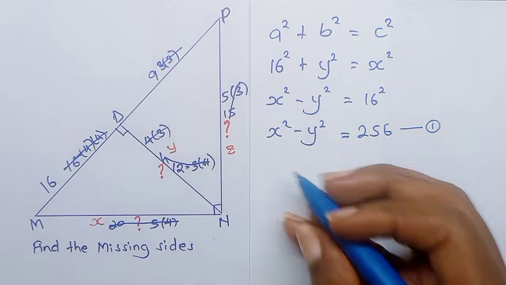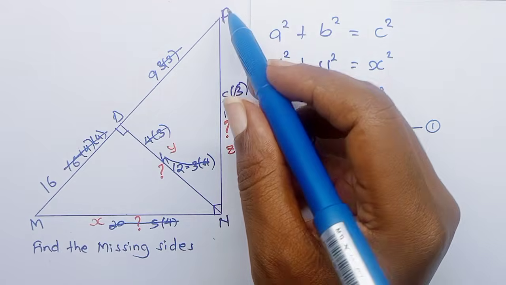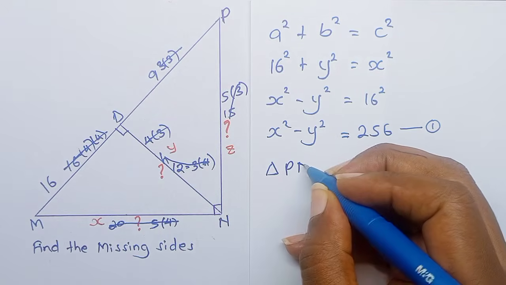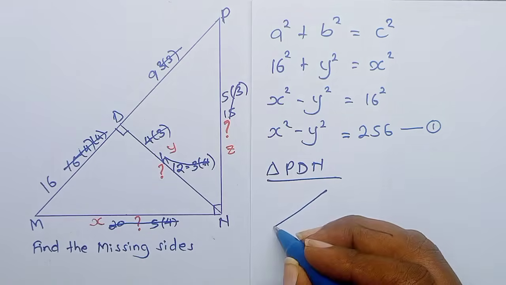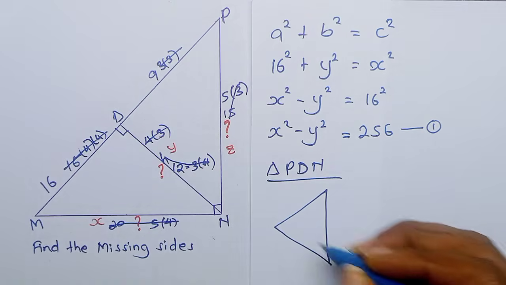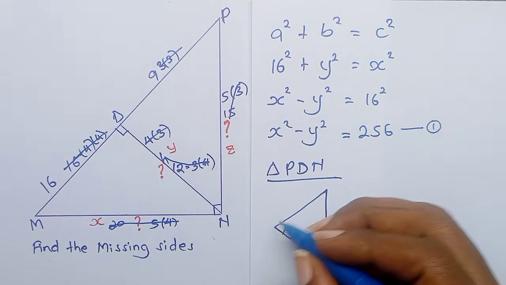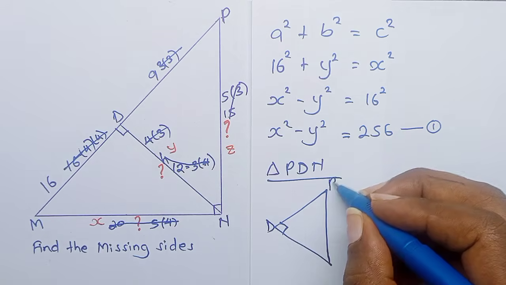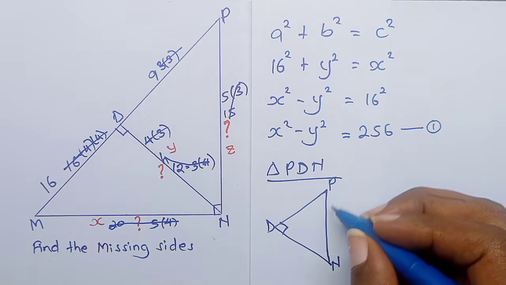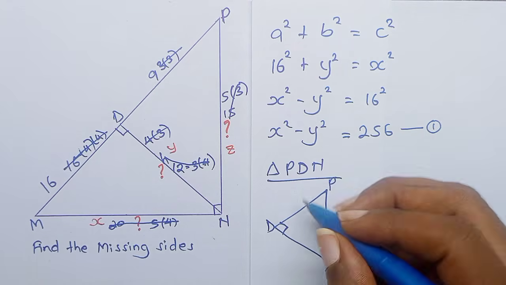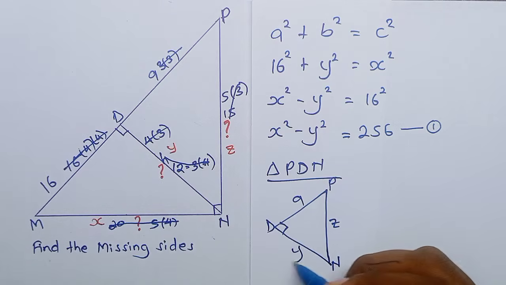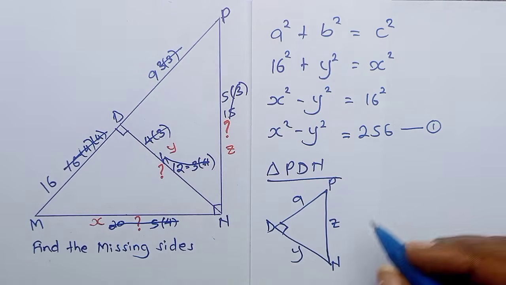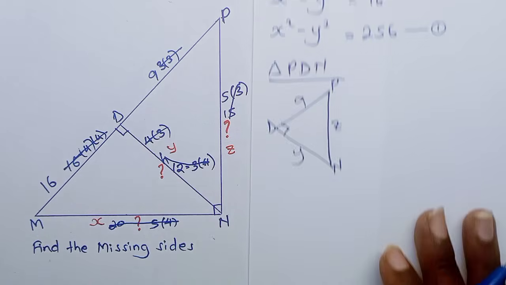Next, let's focus on this triangle PDN, which is like this. So this is 90 degrees, this is D, this is P, and this is N. PN is z, DP is 9, and DN is y. So it's also a right triangle. We can use Pythagoras theorem.